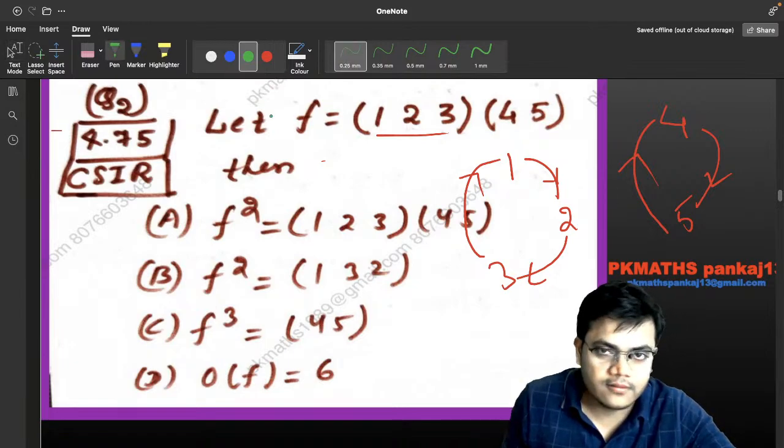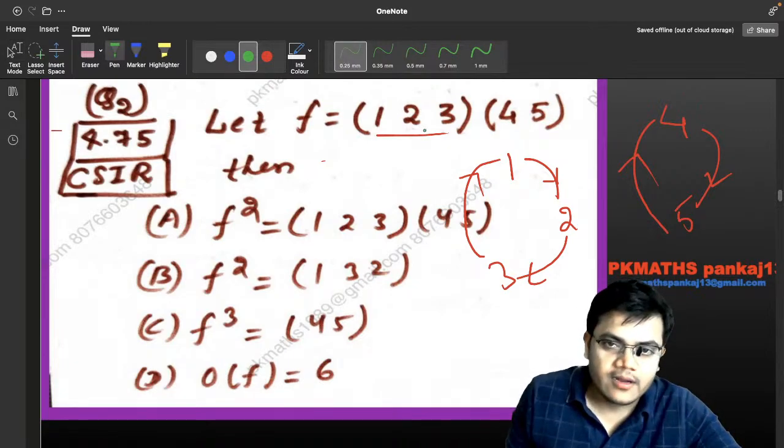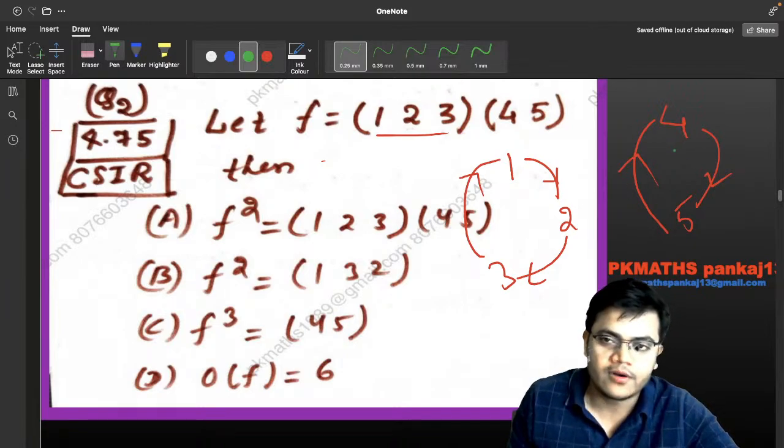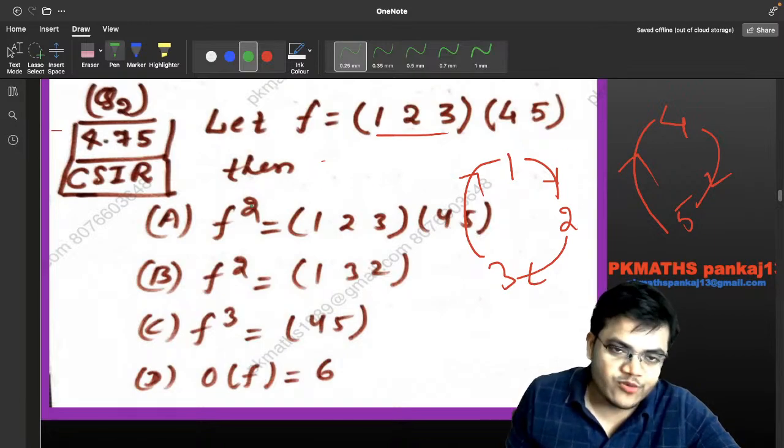Come on. F is given. Okay, 1, 2, 3 is one cycle, you can see over here. Another cycle is 4, 5: 4 is going to 5, 5 is going to 4. And you have to find f squared. So what is the way?